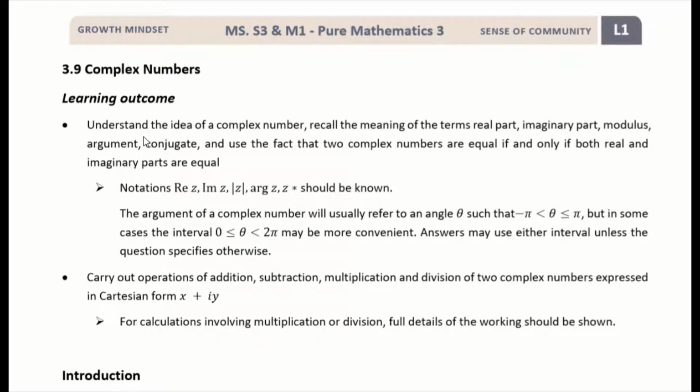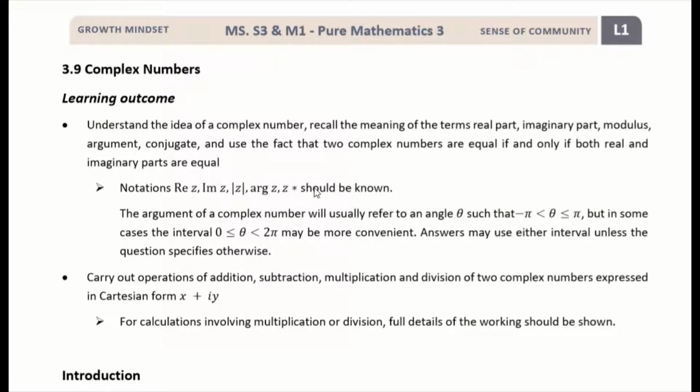Alright, hi everyone. So finally we are in the last topic of our Pure Maths tree, which is topic 9, complex numbers. If you are referring to your textbook, then it will be chapter 11. Alright, so as usual, we'll start with the learning outcome first.